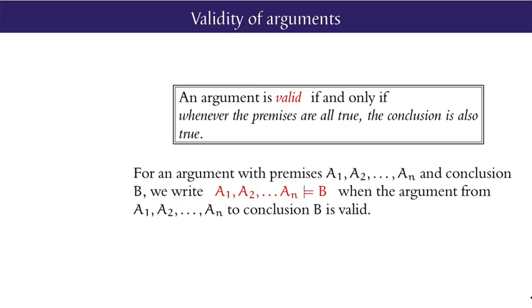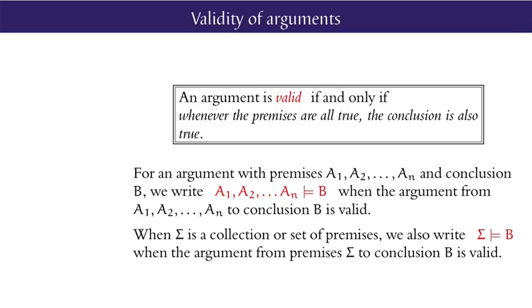For an argument with premises A1, A2 up to AN and conclusion B, we will write A1, A2 up to AN double turnstile B to express that such an argument is valid. When sigma is a set or collection of premises, we will also write sigma double turnstile B to express the validity relationship that whenever all of the premises in sigma are true, then B is also true. This makes sense even when sigma is an infinite set, but in practice we will deal with finite sets of premises.